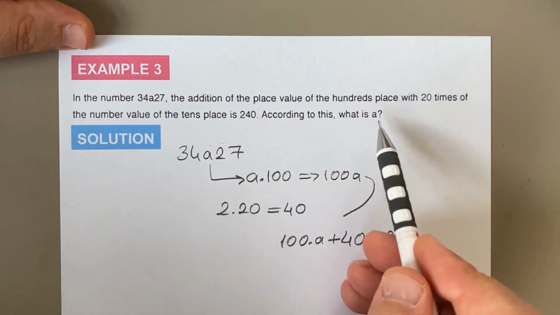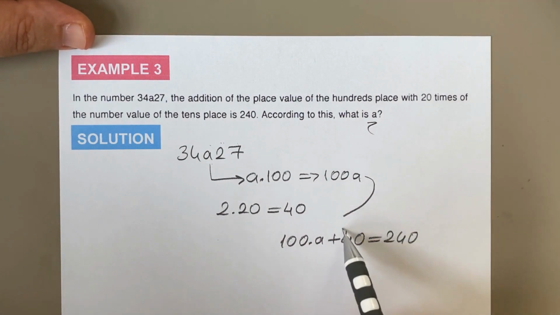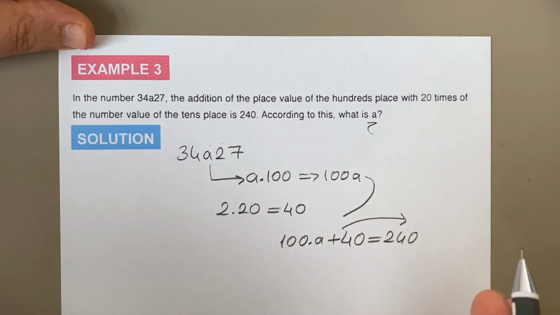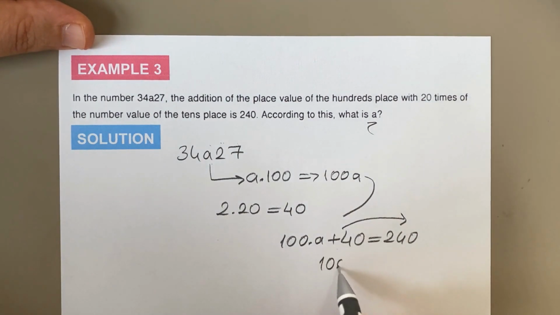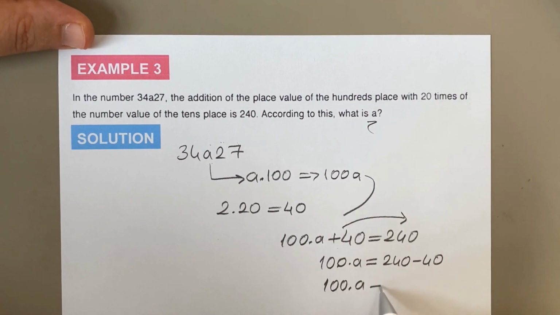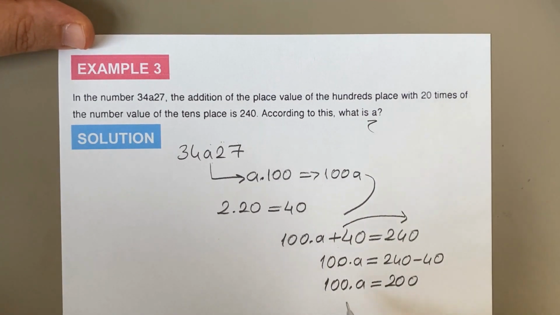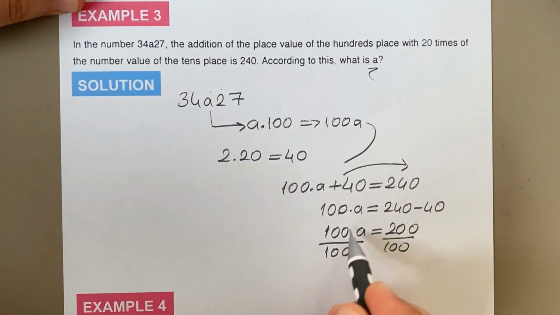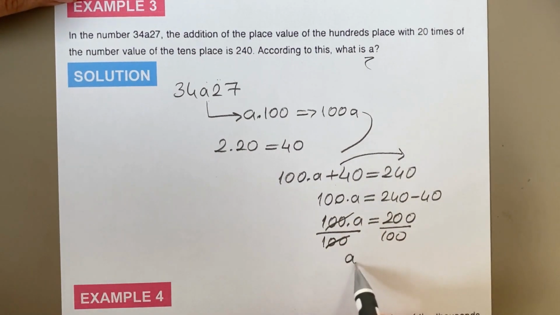They're asking about a. I'm moving the 40 to the right side. The sign will change. 100 times a will be 240 minus 40. 100 times a equals 200. Dividing both sides by 100, these have been simplified. The value of a was found to be 2. So we say that indeed the value of a is 2.